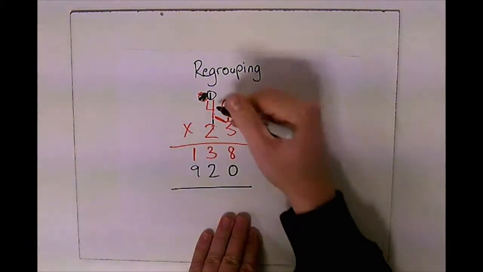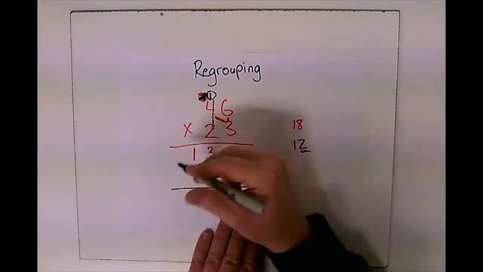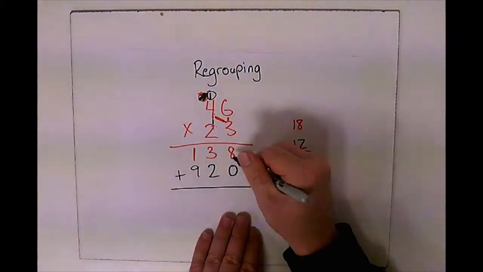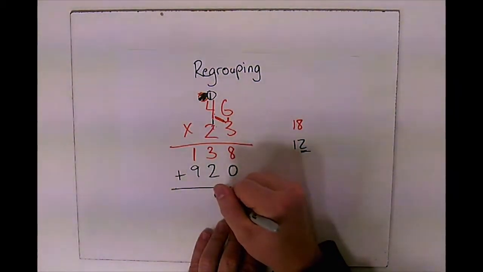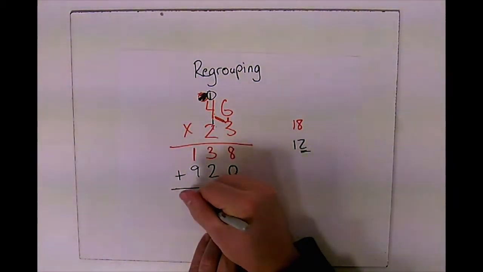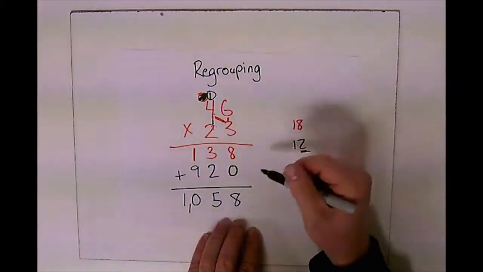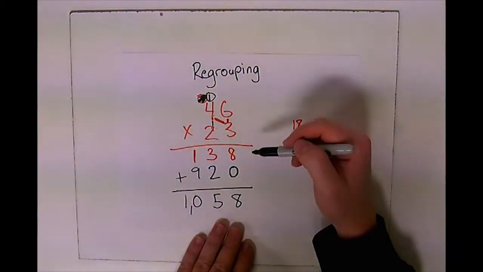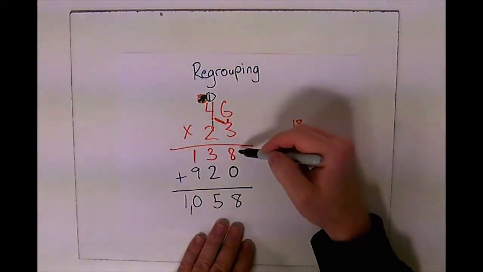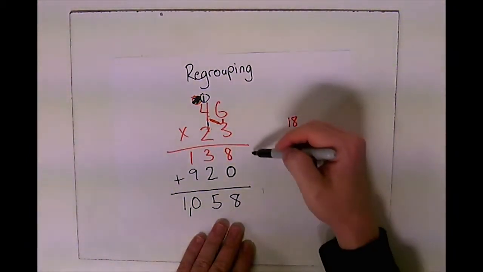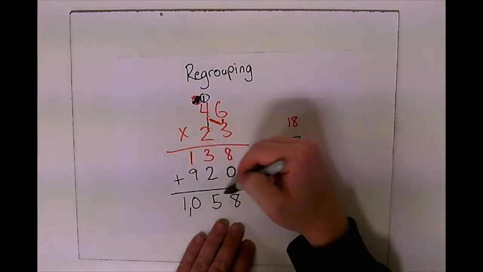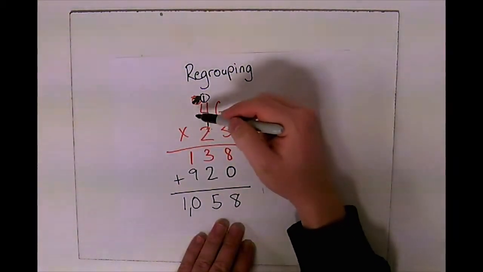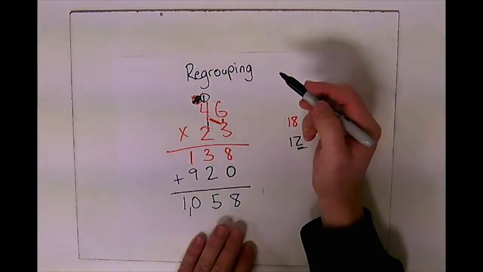I'm done multiplying everything together, so now all I need to do is add. So 8 plus 0 is 8, 3 plus 2 is 5, 9 plus 1 is 10, so 46 times 23 is 1,058. Using regrouping like this makes it a little easier because instead of having to worry about 4 numbers that you're putting down here, you're only having to worry about 2. And you can do a lot of that work up here. It just makes it a little bit easier, a little bit faster.